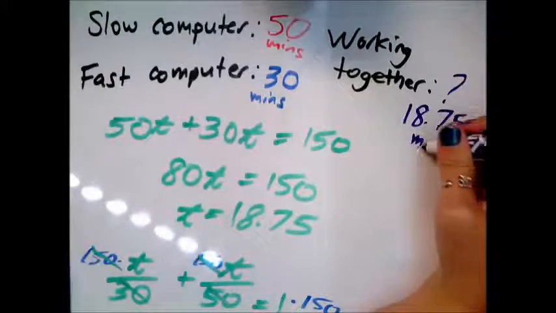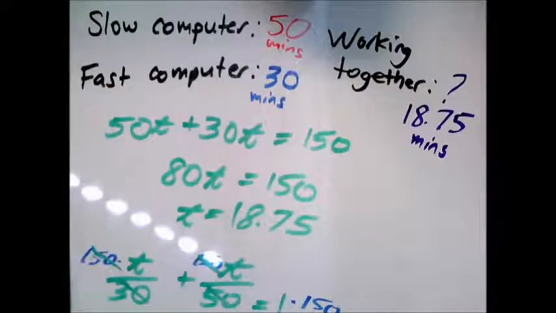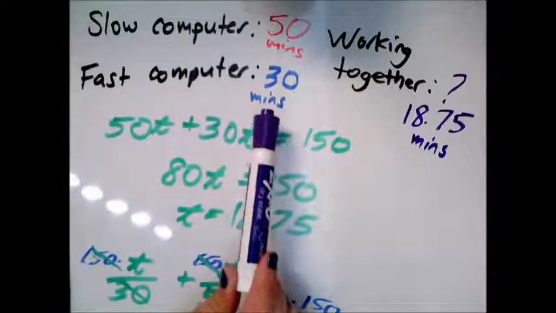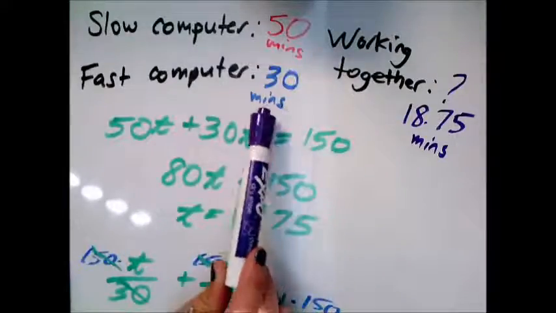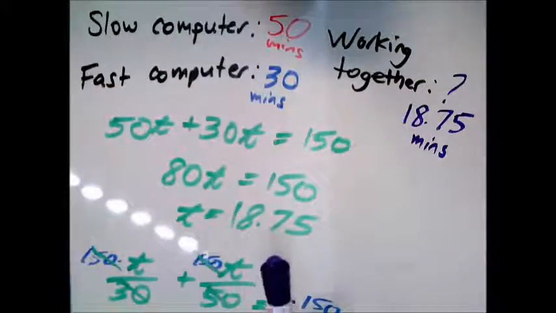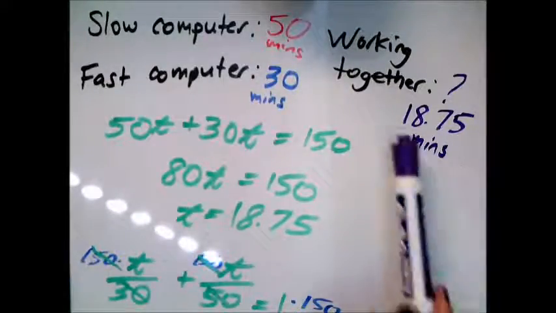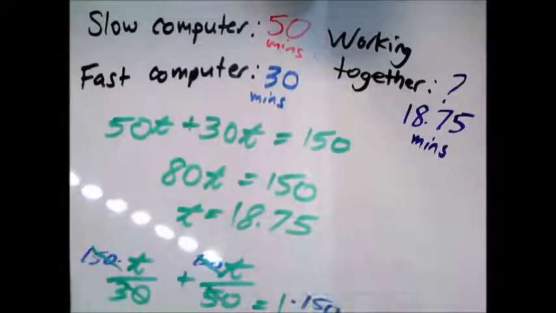To answer their question, if they were working together, it would take them 18.75 minutes. And you can stop and see if that makes sense. Think of 2 things going at the same rate. If you had 2 fast computers, it'd take half as much time, right? Each can do the whole job in 30 minutes. They'd be 15 if they were together. If you have 2 of the slow ones, it would take 25 if they were together. So it makes sense that this answer is between 15 and 25. You get some of the fast ones, some of the slow ones, so it balances out to 18.75.